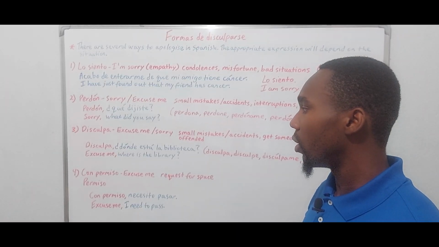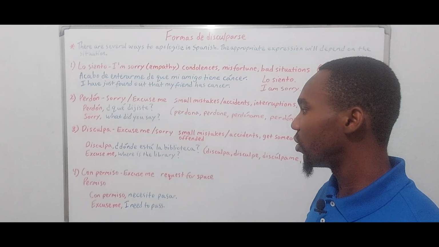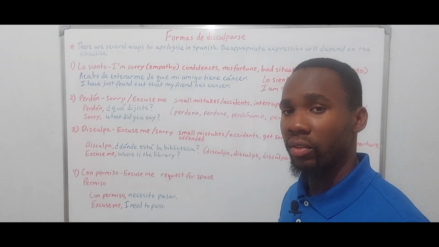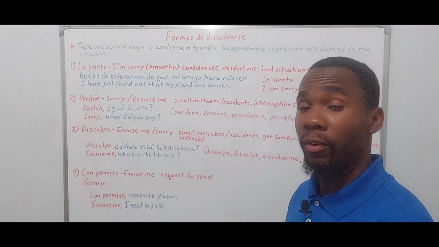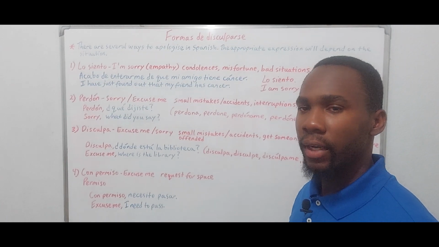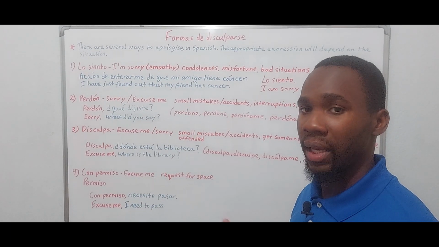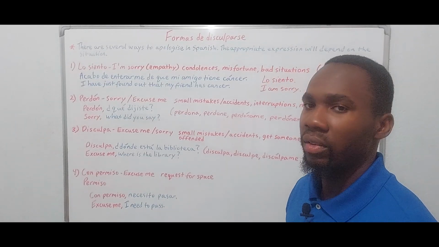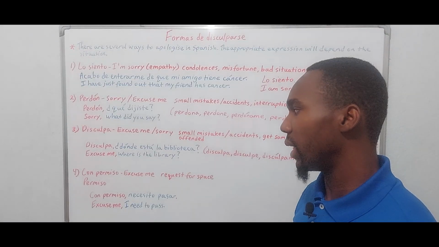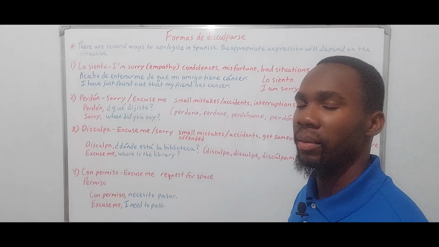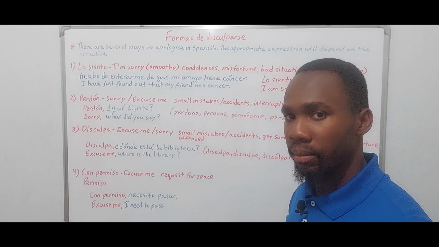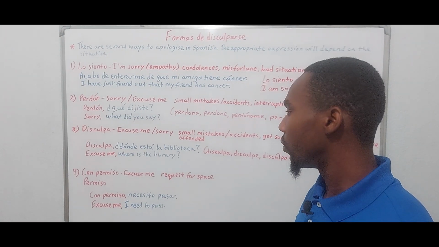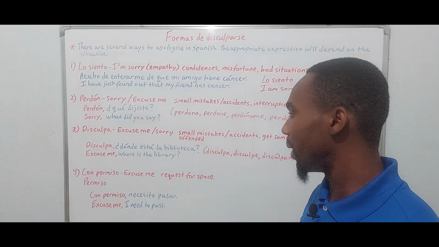And número 4, con permiso or permiso, which is excuse me, and that is used to request space. So let's say you want persons to make way or to move out of your way. It's a respectful manner to say move, right? So we say con permiso or permiso. Con permiso, necesito pasar. Excuse me, I need to pass. You're not going to say disculpa. No. You would say con permiso in that situation, because you want to pass. So you need the persons to move, and you want to say it in a respectful manner, right? So con permiso or permiso, necesito pasar.